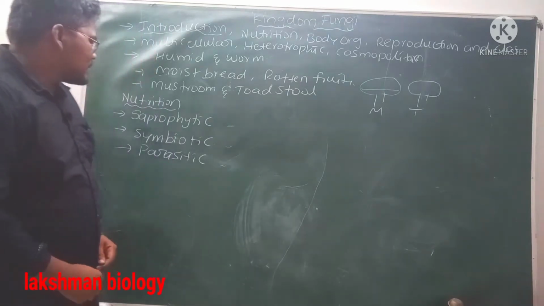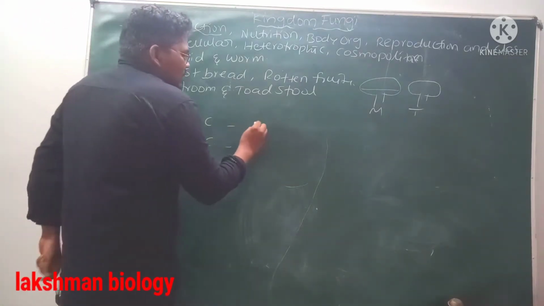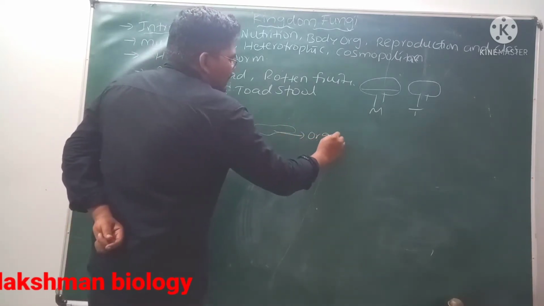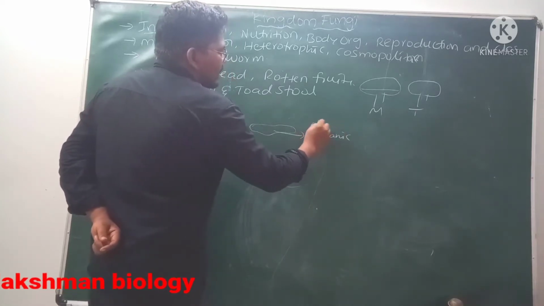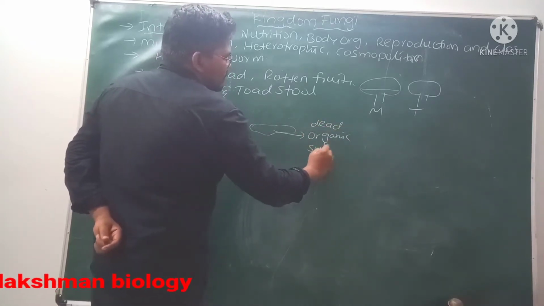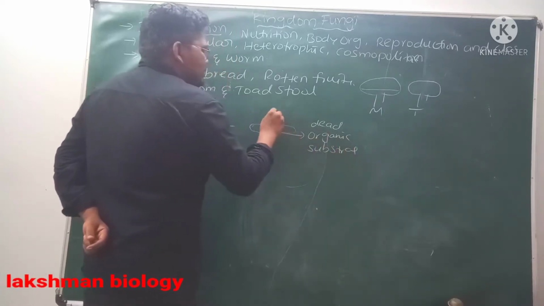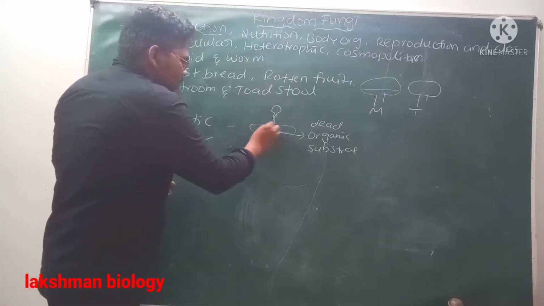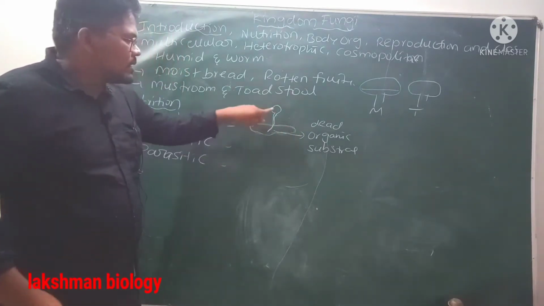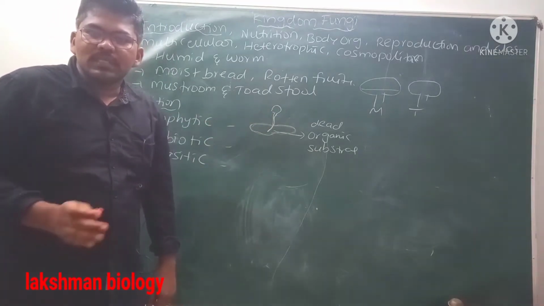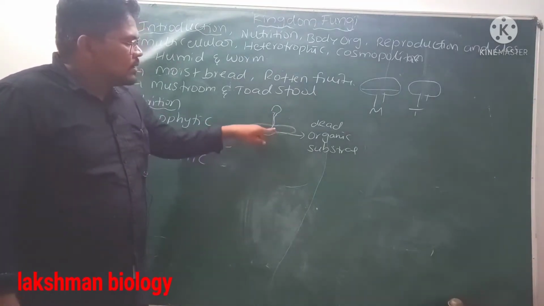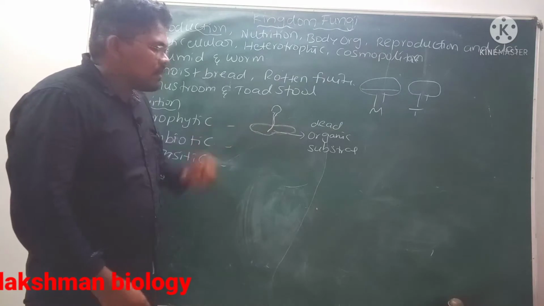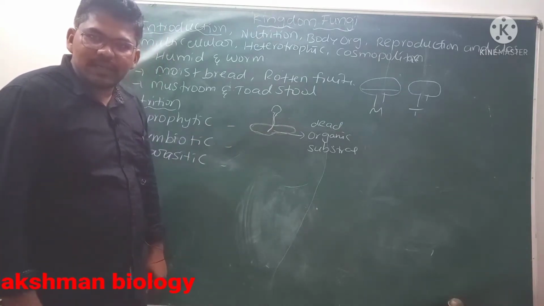Saprophytic. What is saprophytic? Saprophytic nutrition means the fungi live on dead organic substrates and absorb from the dead organic substrates. See, this is the dead organic substrate and this is the fungi. If you see the fungi, mostly they live on dead organic substrates and absorb the organic material present in the dead organic substrates.